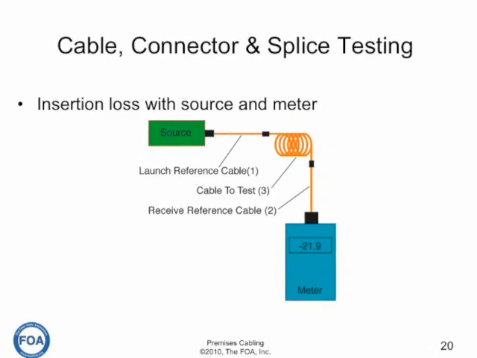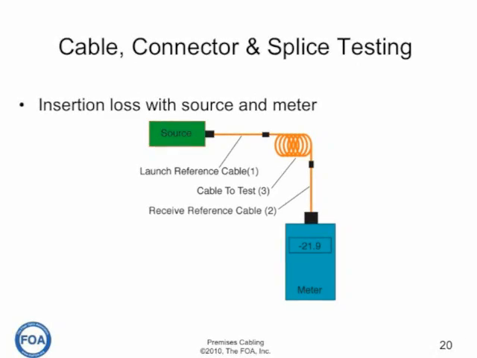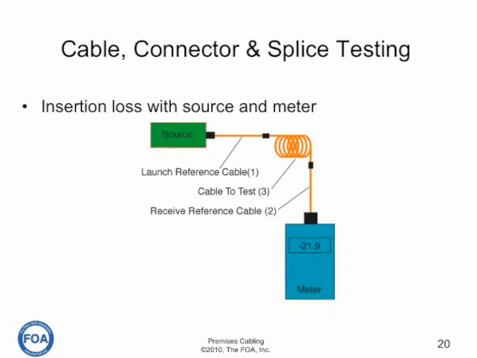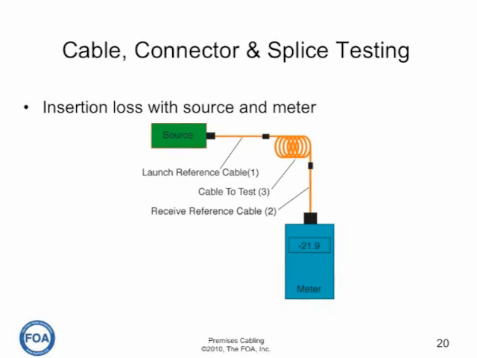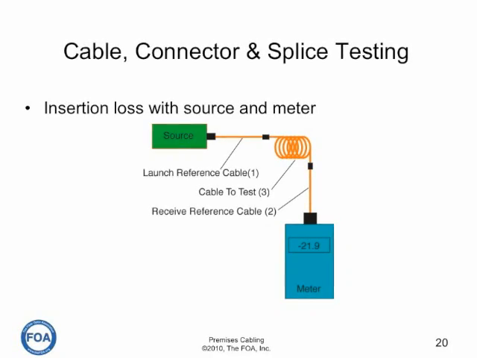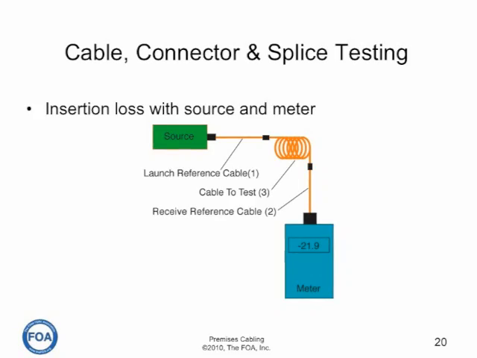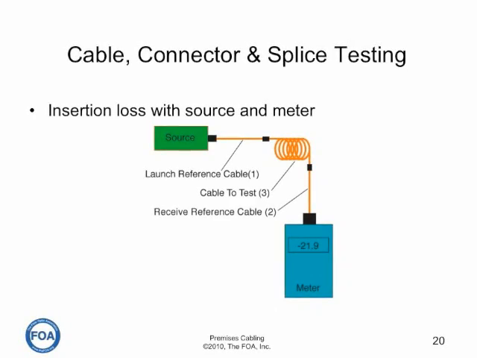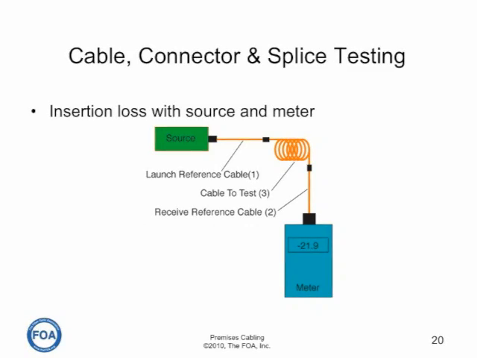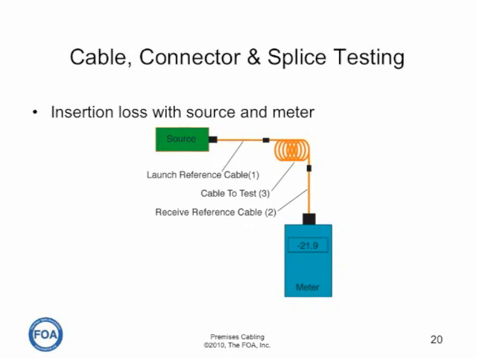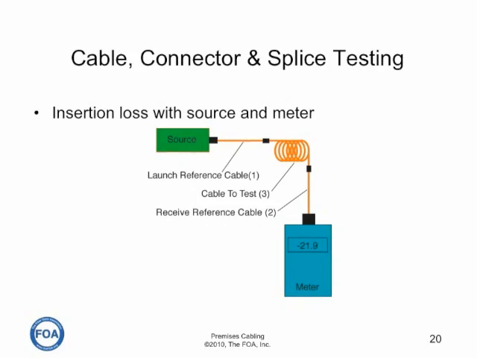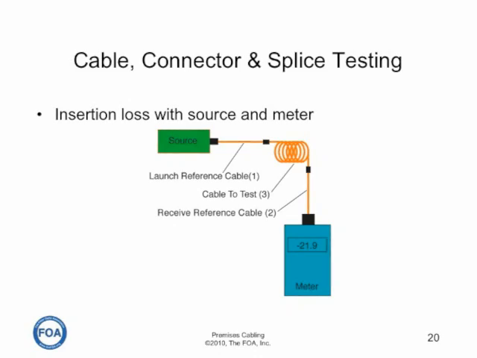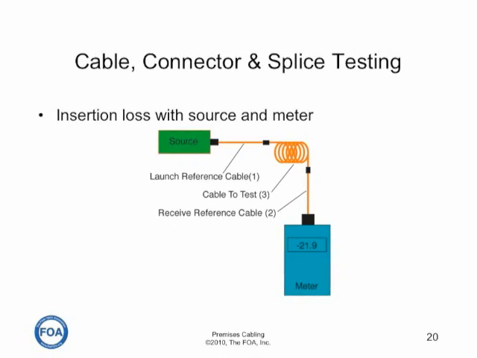Insertion loss testing uses a source that emulates the transmitter source and a meter that works like the receiver detector. We use launch and receive cables because they allow us to mate to the cable plant under test to test the connectors on either end. This measurement gives us a loss value for the cable plant that is equivalent to what the actual transmission system will see when it's used on that cable plant. This is the test that's used for acceptance testing.